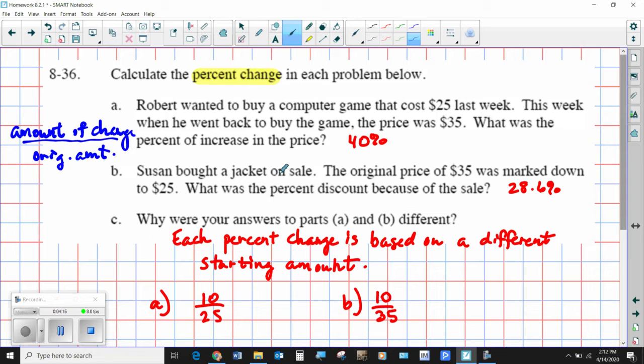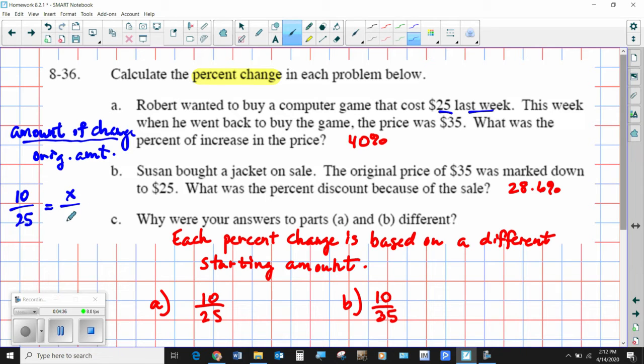I'll abbreviate those. And so what do we have here? Robert wanted to buy a computer game that cost $25 last week, so that would have been the original amount, but this week he went back and it increased by $10. So that is 10 more than the original. So the amount of change was a positive change of 10 out of 25.